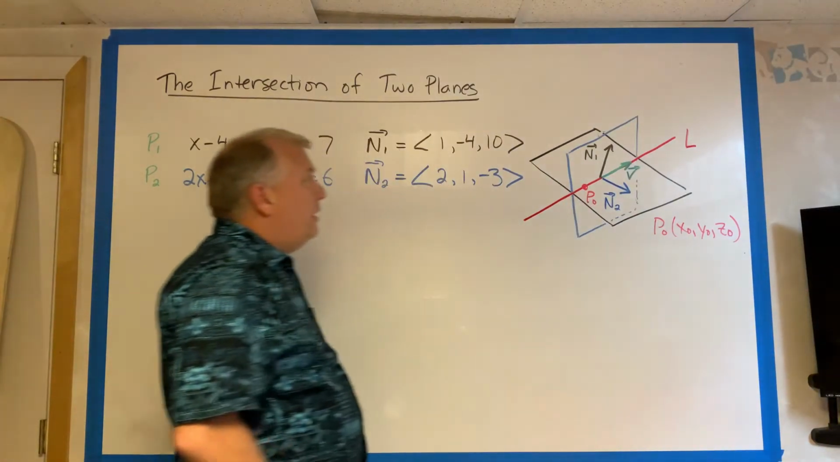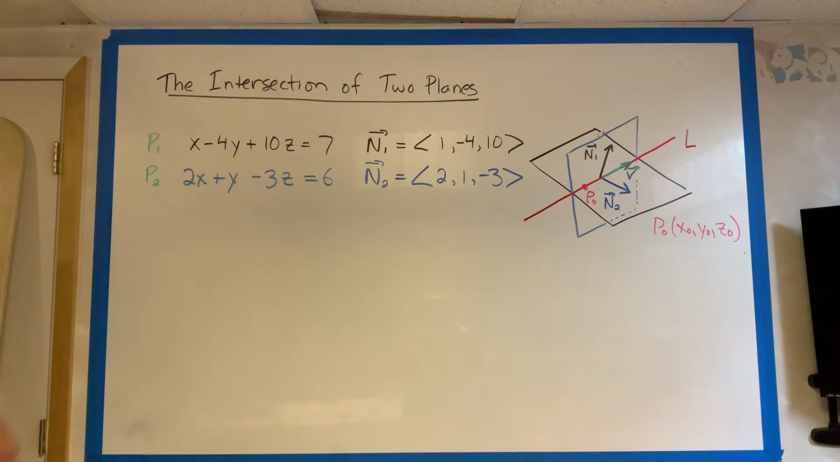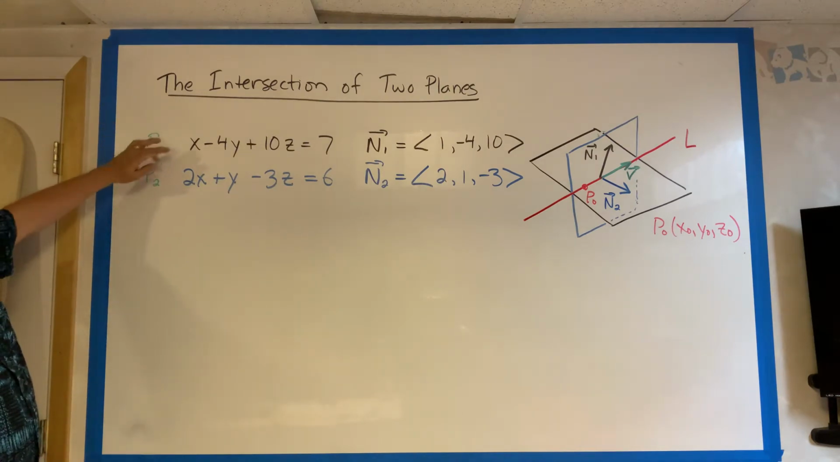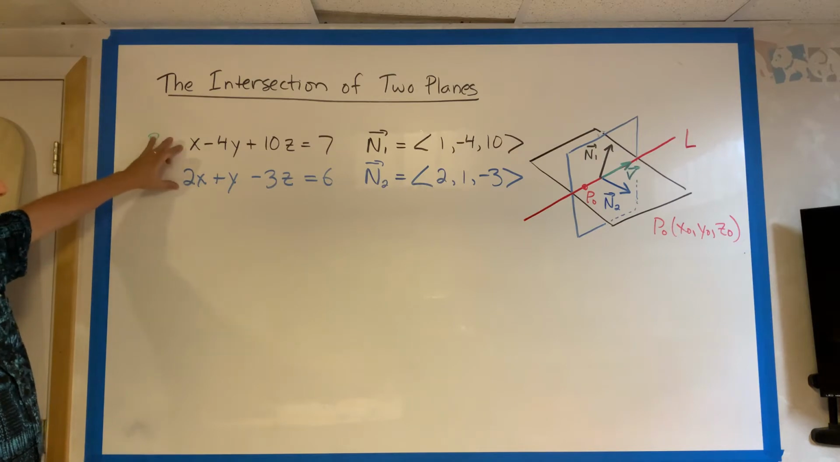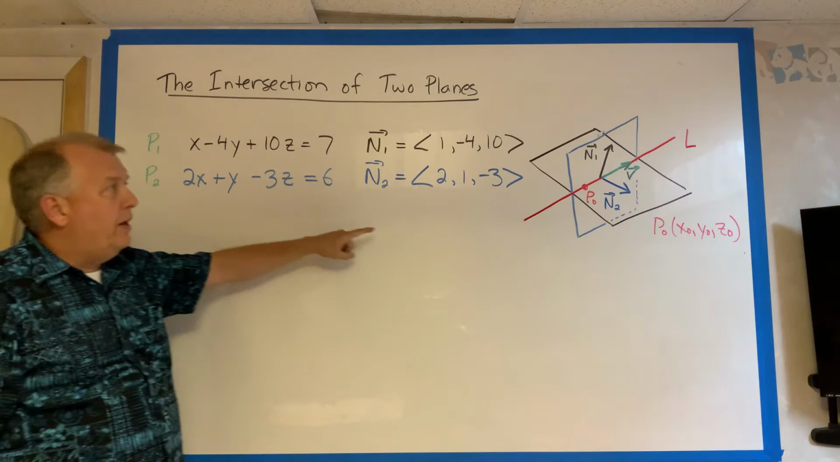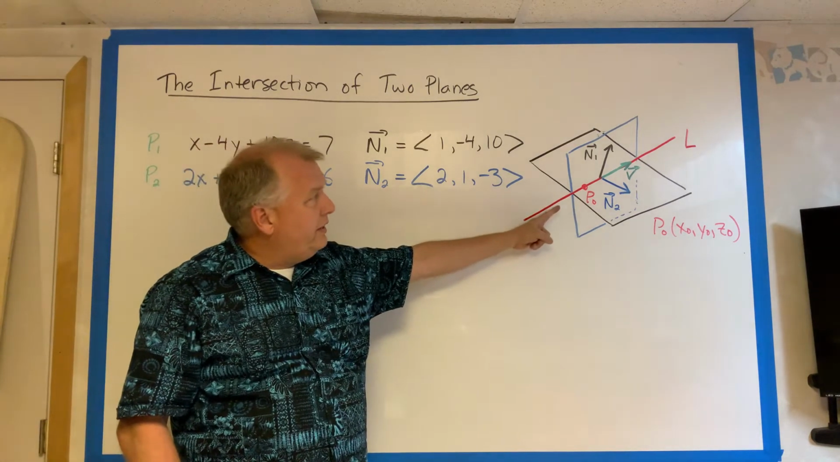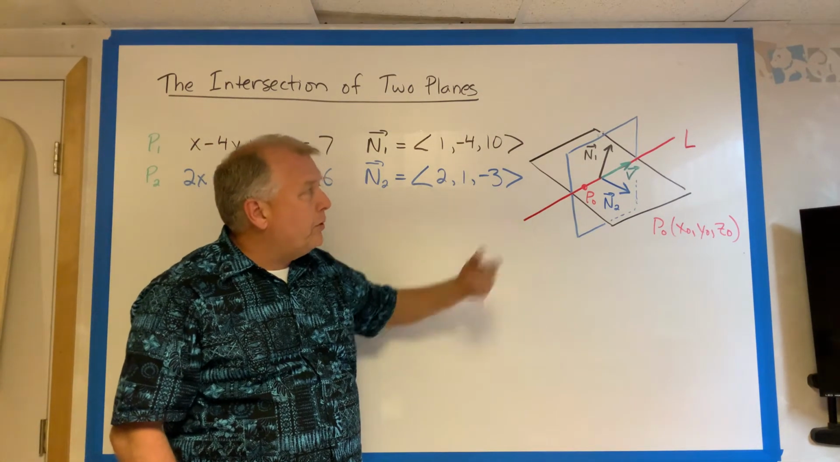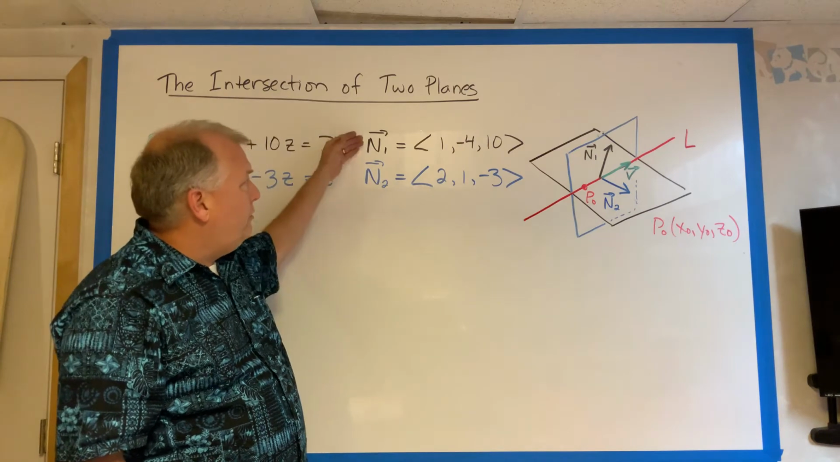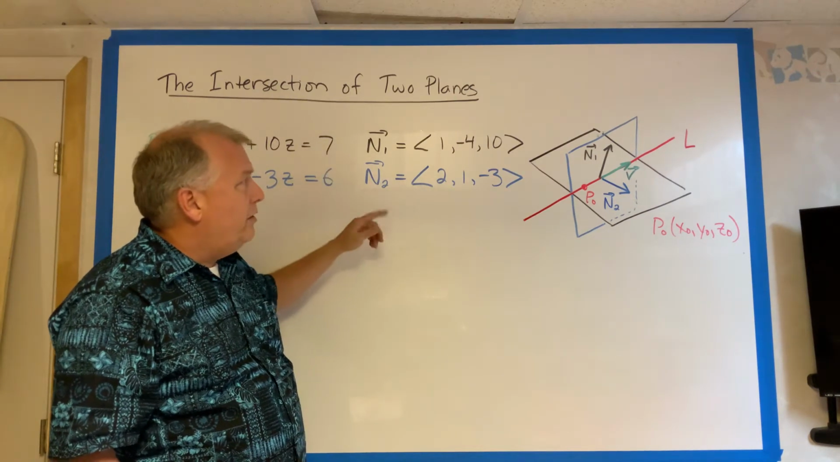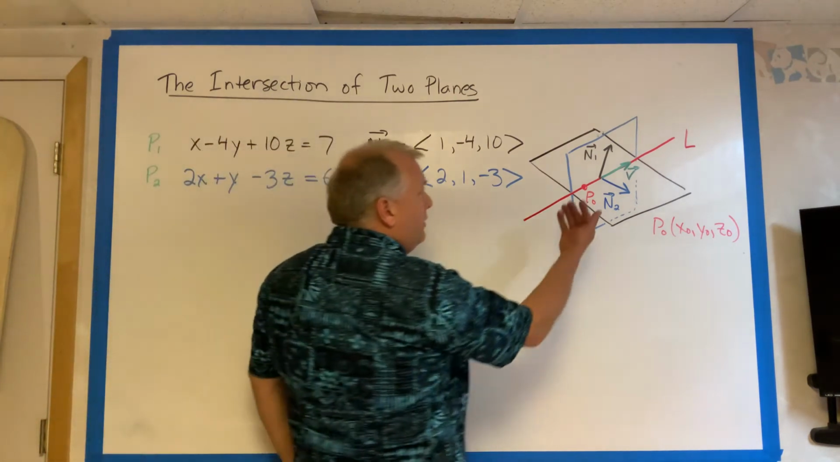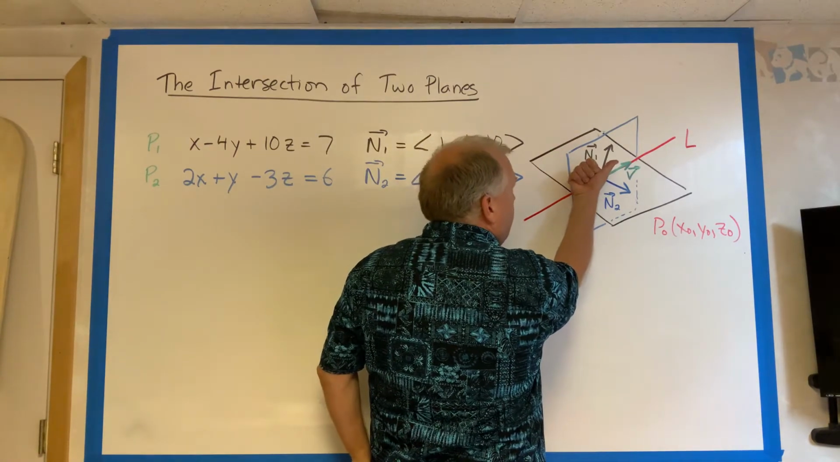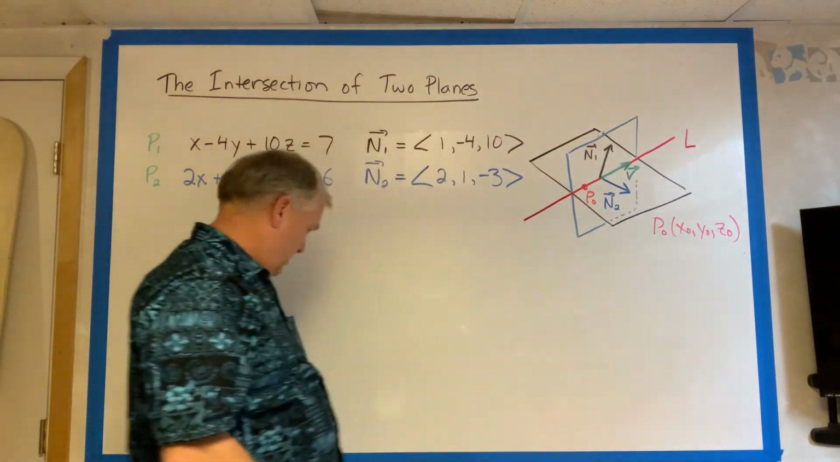Let's calculate the line of intersection between two planes. I have planes plane 1 and plane 2 right here. They have normals that are not multiples of each other, so these planes are not parallel. And if they're not parallel, they're going to intersect in a line, like the spine of a book. So I have two normal vectors, and if I cross the two normal vectors of the planes, I will drive in the direction of L.